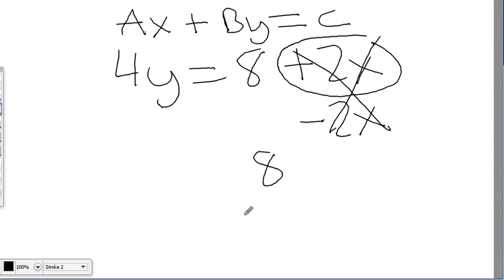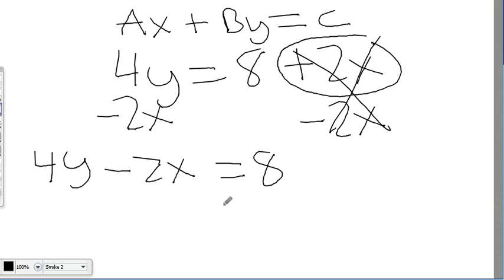Okay, if we do a negative 2x on the right side, that's going to cancel this off and leave us with 8. And remember, when you're solving an equation or manipulating an equation, whatever you do on one side, you've got to do the exact same thing on the other side. So now we have 4y minus 2x equals 8.